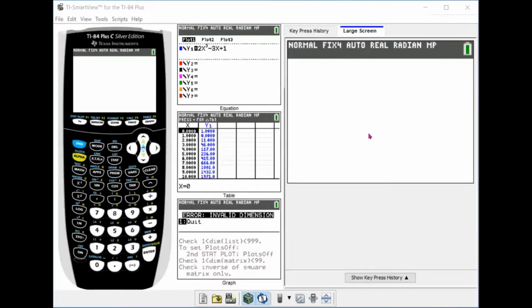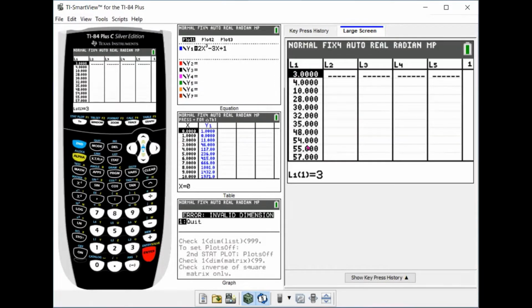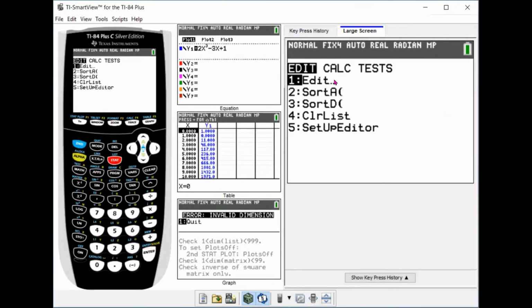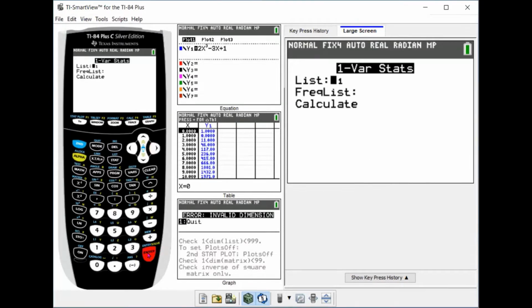So here is my TI-84 calculator. First, we need to enter the data. So for that, we go to Stat, and under Edit, number 1, it's already highlighted. So we just press Enter. And over here, under List 1, we enter the given data. And then to find different values, we go to Stat again, and then we go to Calculate. We are looking for 1-Var Stats. One is already highlighted, so we press Enter. We have the data in List 1. There is no frequency. So we calculate now.